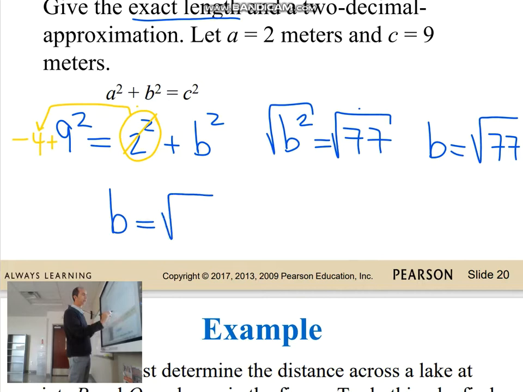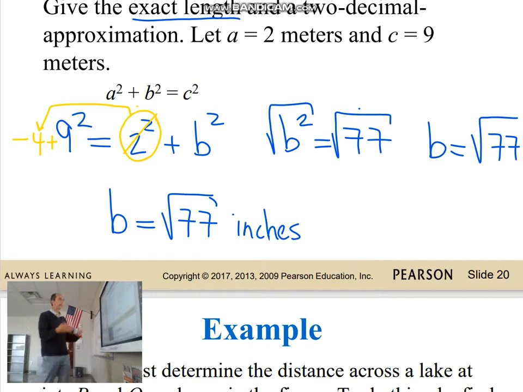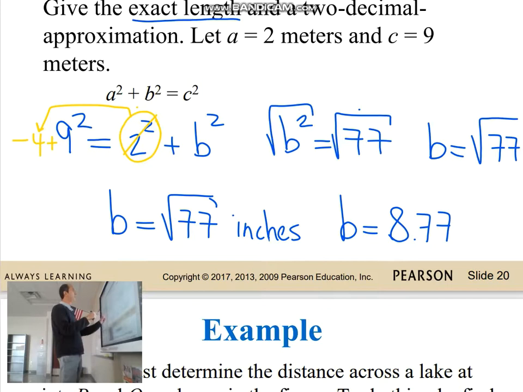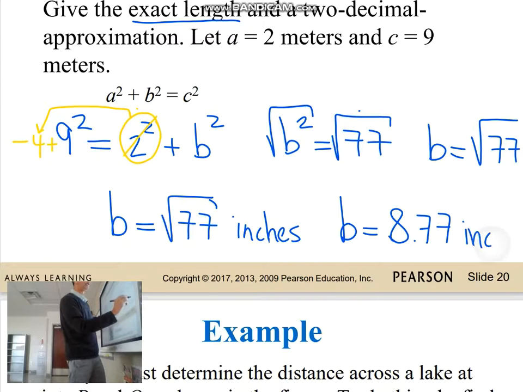Because you go on the calculator, you're gonna find the result if you want. But the square root of 77 is the precise answer, the exact answer. If you want an approximation, go to the calculator, type 77 square root, and then you're going to find something like that, 8.77, and then a bunch of numbers. And if the question is asking for a two decimal approximation, 8.77 is good.